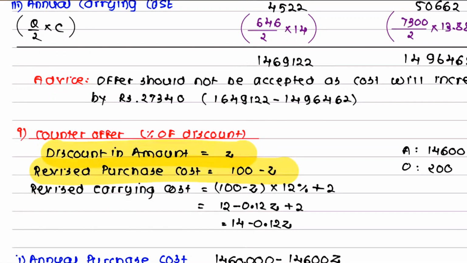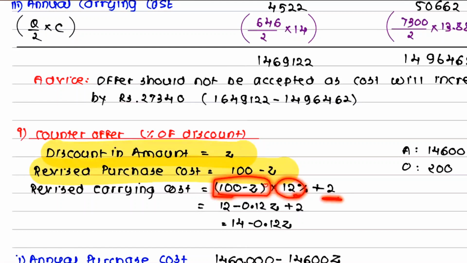And carrying cost is always calculated on it. Earlier there was one question, they had not given this treatment. There was one question like this discount one. Maybe you won't remember that, but now pay attention. Can I say the revised purchase price is this? So on that you will calculate 12%. This is the carrying cost percentage, n plus 2.